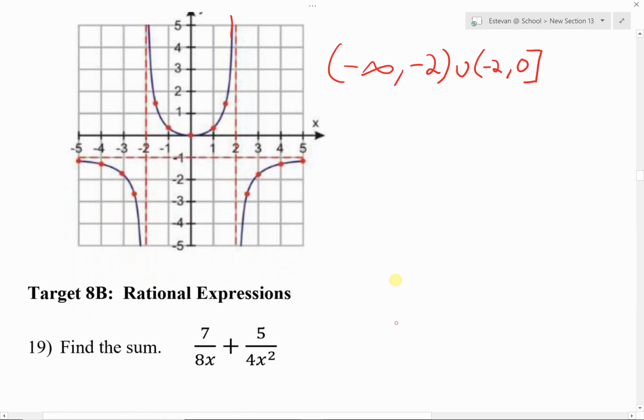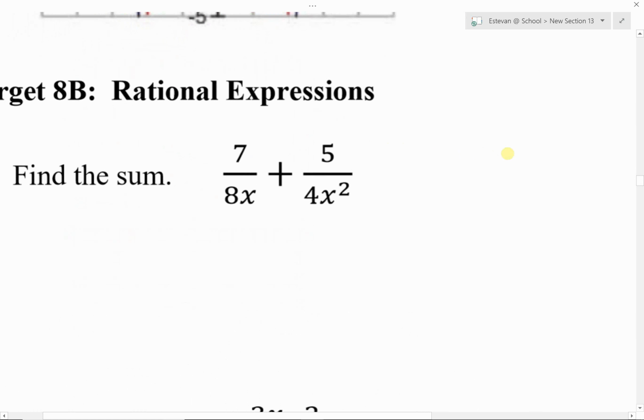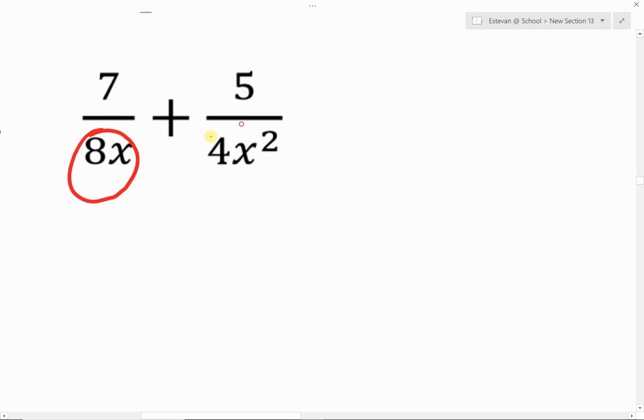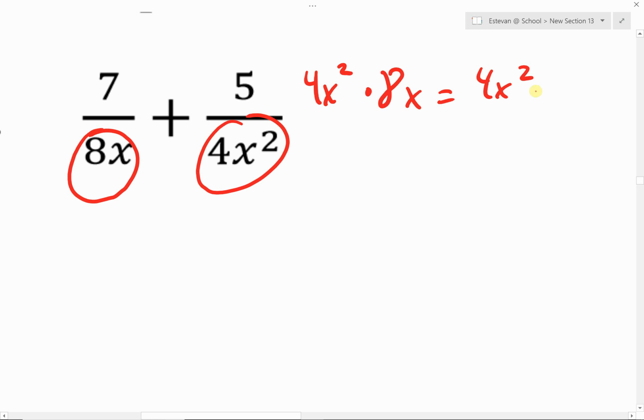Alright, 19. Find the sum. When you're dealing with finding out the sum, what you want is the denominators to be the same. So you want 8x to equal 4x squared. They're not the same in this case. A lot of times you could make them the same. You could multiply 4x squared and you can multiply 8x to both sides. Then you get 32x cubed is equal to 32x cubed. In this case, that's perfectly fine.